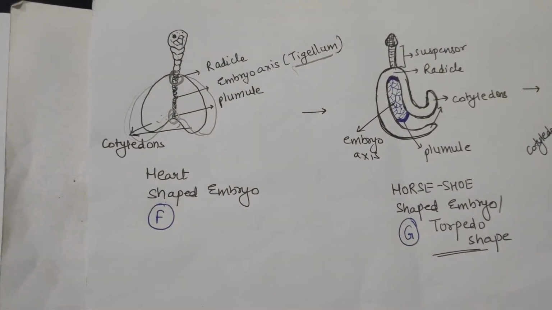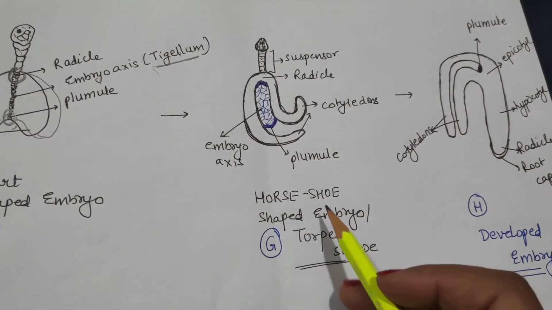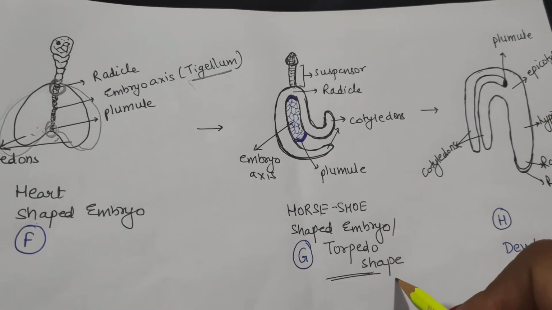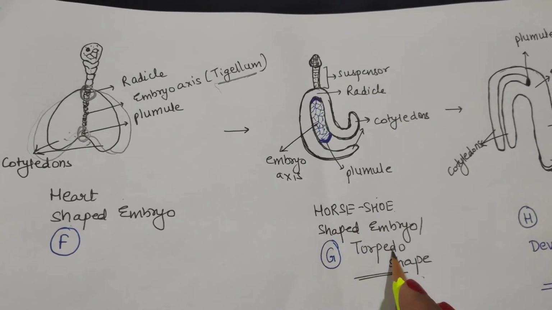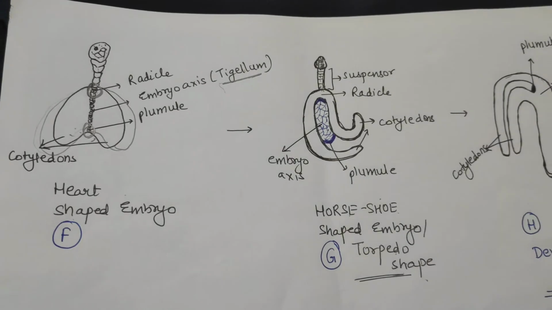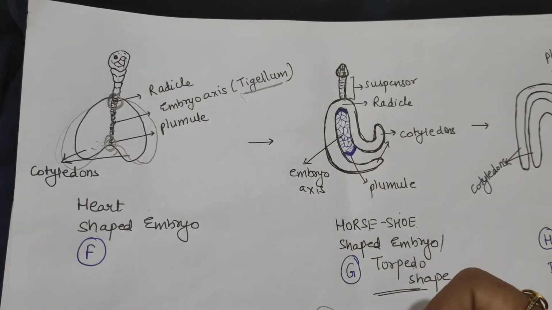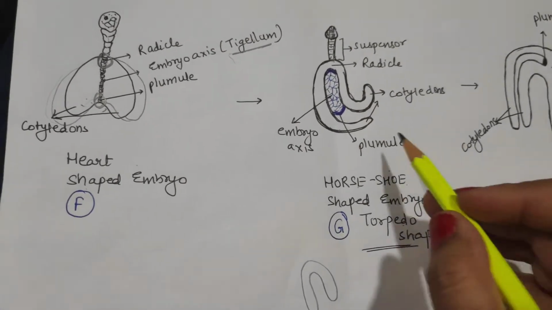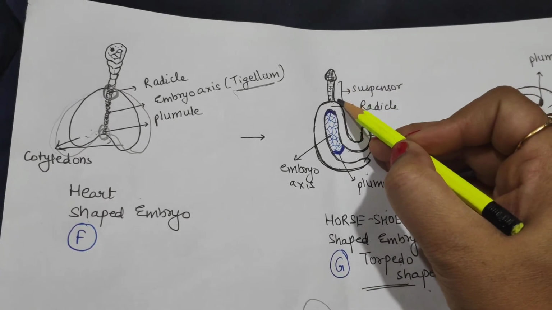Right? So after the heart-shaped embryo, the next stage of the embryo is the horseshoe-shaped embryo or torpedo-shaped embryo. The next shape which is going to be attained is torpedo shape or horseshoe shape. You must have seen a horse's shoe and its shape, like this, right? Like this. So you will see this kind of shape of the embryo here. The suspensor is almost getting reduced.